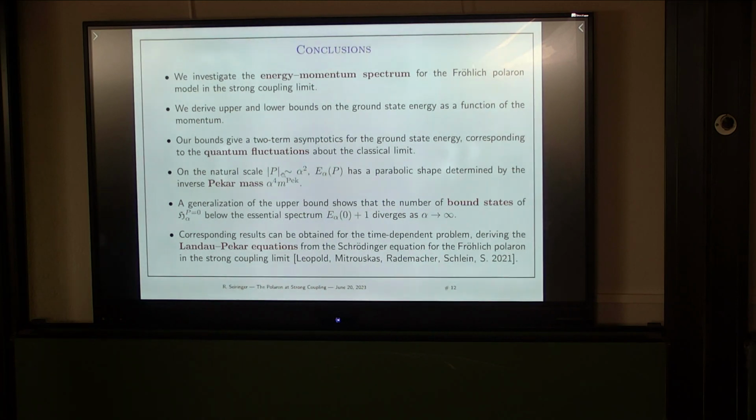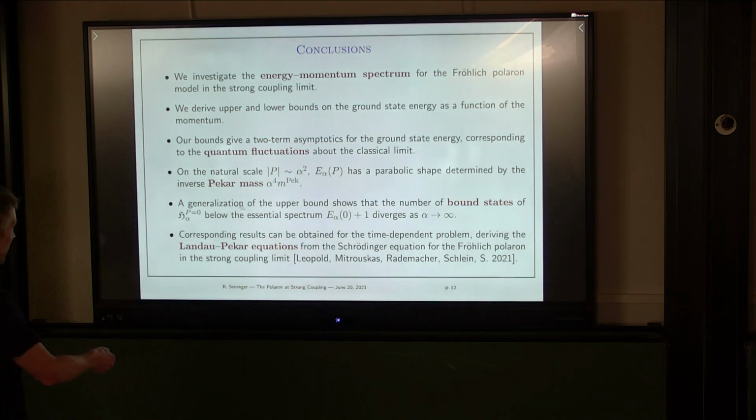And as I just said, a generalization of this, or looking closely at the upper bounds, actually shows that we don't just have one curve, we actually have many curves. There will be lots of eigenstates appearing below the essential spectrum at large coupling.